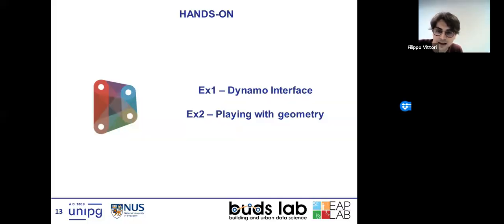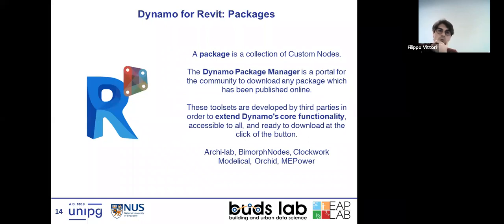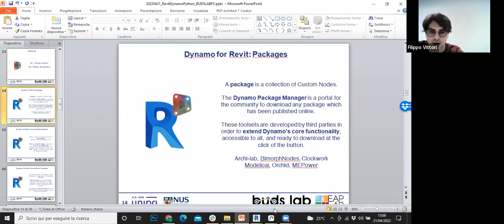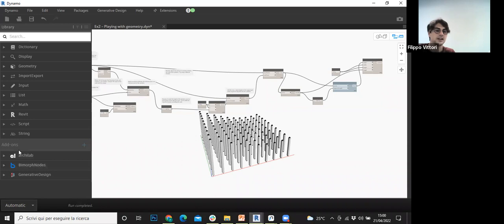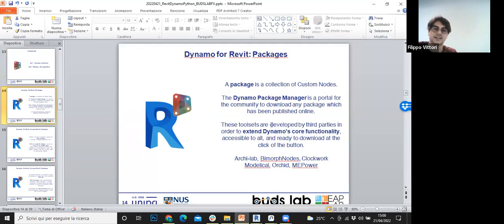Okay, so let's go on. Like Python, Dynamo has packages. These are the ones we can see here on the left, and a package is a collection of nodes. They are used to extend Dynamo's core functionality. So if you need something more that is developed by third parties, you can add it to your scripts. I can suggest some of the most important if you start working with it: Archilab, Bimorph Nodes, Clockwork, Modelica, Orkestra, and MEPover if you are working with the mechanical, electrical, and plumbing industry.